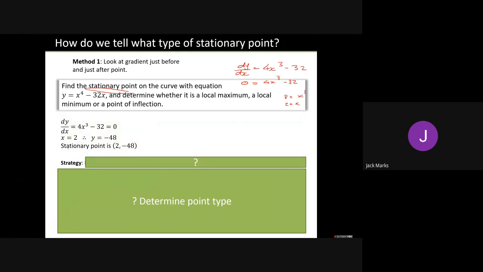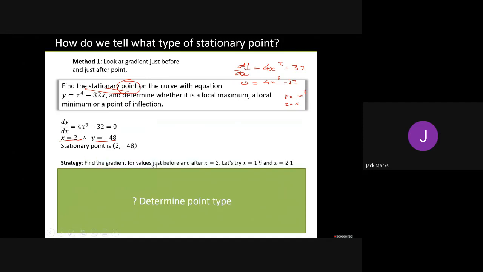Okay, well, I found out that it was 2, and the y value should be minus 48, because it did say find the stationary point. So we should probably go for the coordinate here. So the strategy we said is, let's try slightly to the left and slightly to the right. So we know x equals 2.